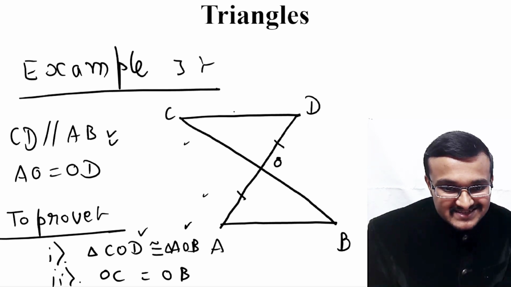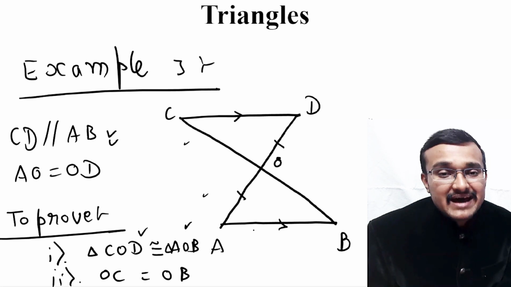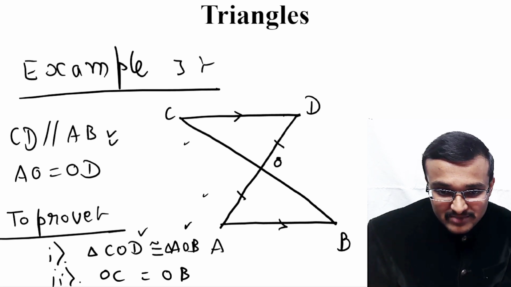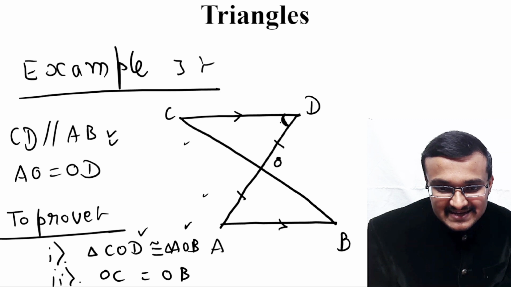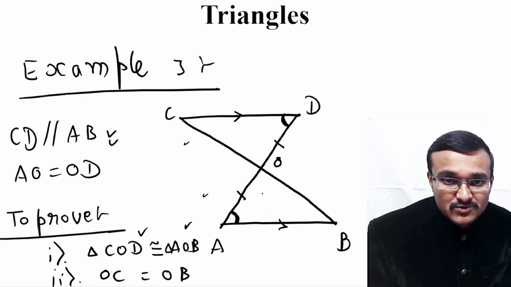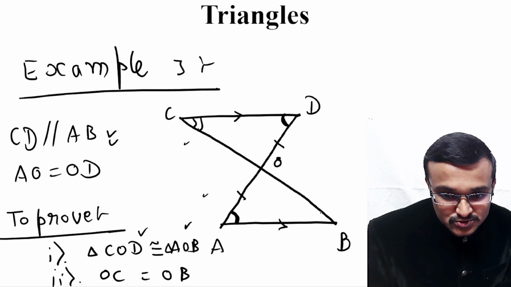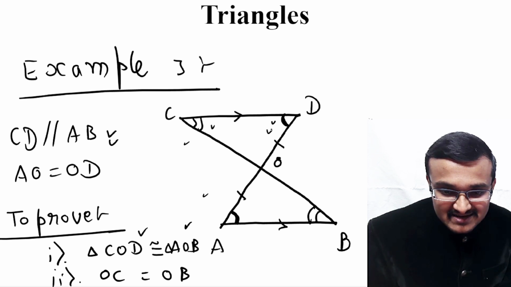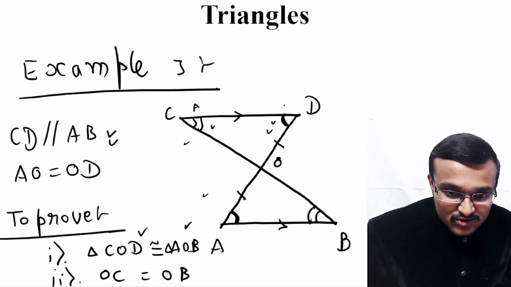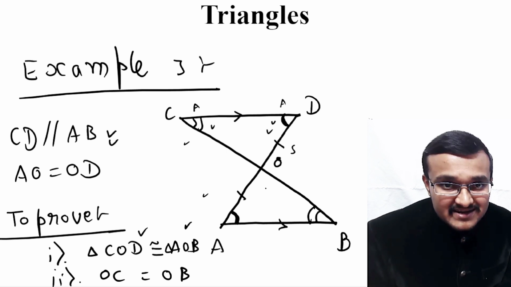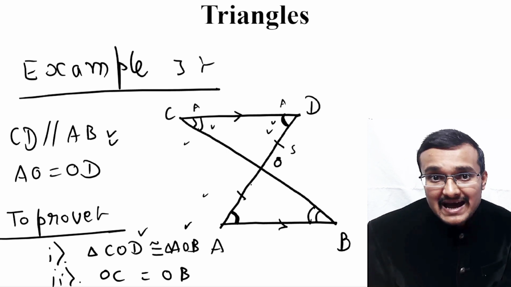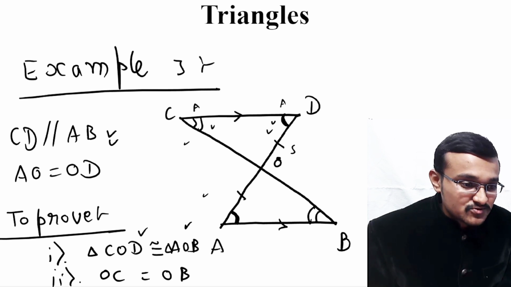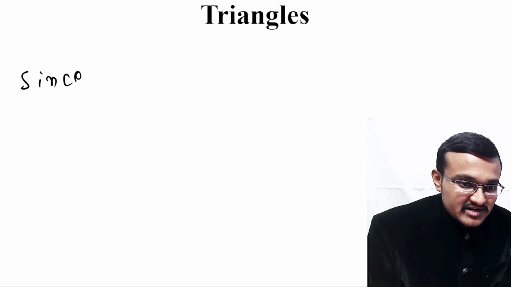So in this figure you can see that CD and AB are parallel to each other. If they are parallel to each other, then alternate angles should be equal to each other. So these two angles should be equal to each other, and these two angles should also be equal to each other. So that means this angle, angle, side are equal to each other. So according to the angle angle side congruence rule, these two triangles are congruent with each other. So we'll just write that in statement form.